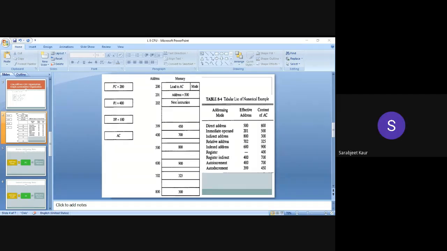So relative addressing mode is generally used for program relocation. That means when we want to jump to or branch to some other part of the program.